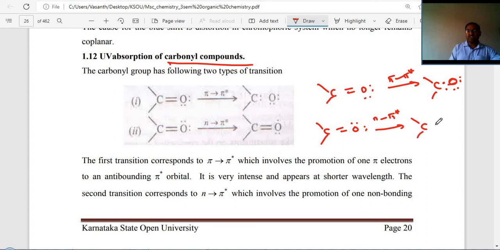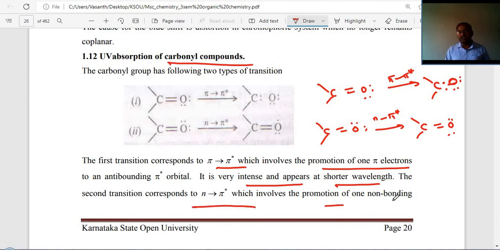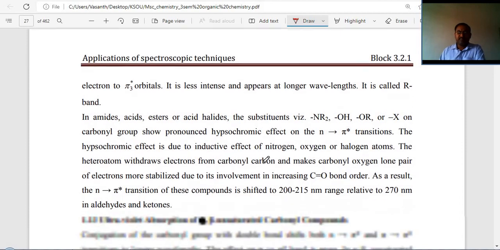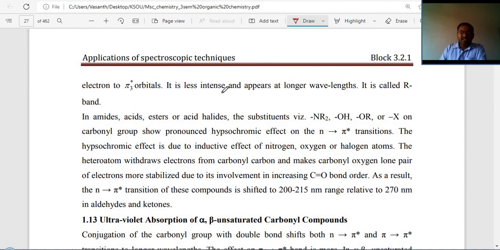What are we getting here? The first transition corresponds to pi to pi star. It involves the promotion of pi electrons to an antibonding pi star orbital. It is very intense and appears at a shorter wavelength. The second transition corresponds to n to pi star, which involves the promotion of non-bonding electrons to the pi star orbital. It is less intense and appears at a longer wavelength.